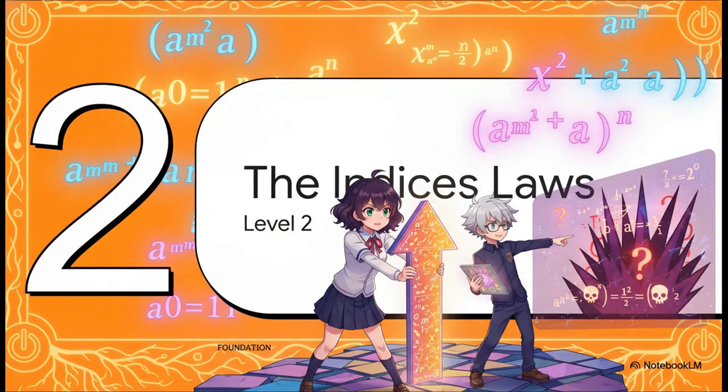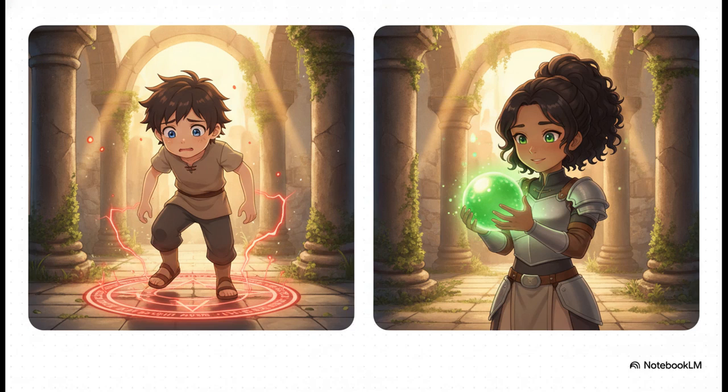Moving right along to level 2, mastering the indices laws. Now this brilliantly illustrates a major pitfall. A lot of students see that multiplication sign and just automatically try to multiply the floating numbers. But think about it for a second.